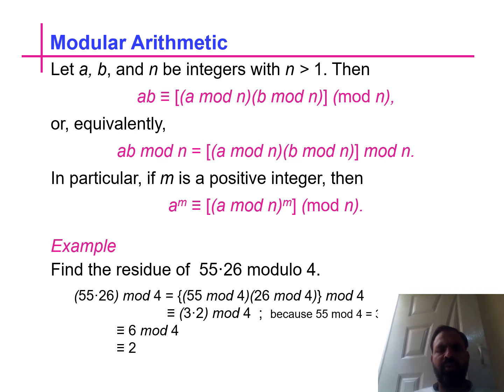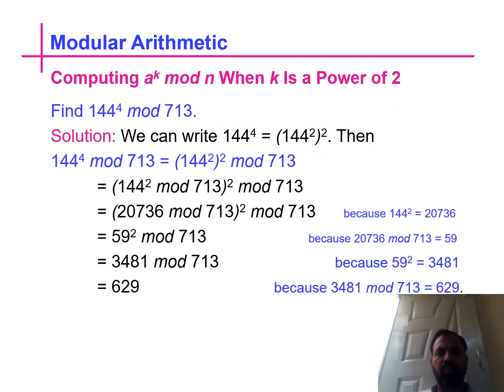55^26 mod 4 is equal to (55 mod 4)^26 mod 4, so it can be written as 3^26 mod 4, because 55 mod 4 is equal to 3. Then 3^2 is 9, which is congruent to 1, so the result is congruent to 1... so 6 mod 4, which is congruent to 2.